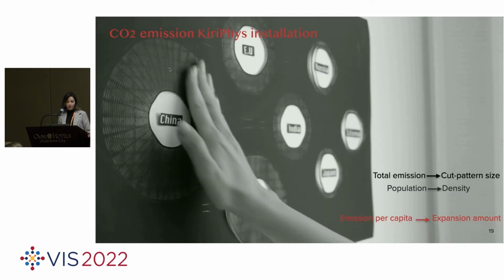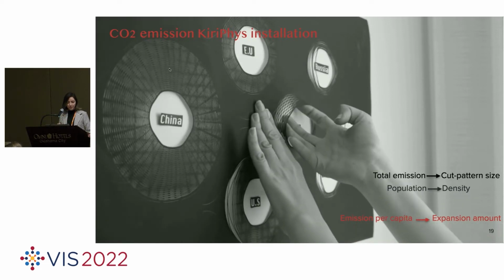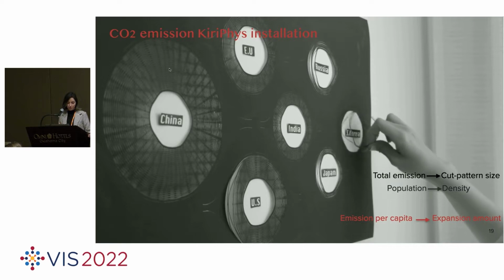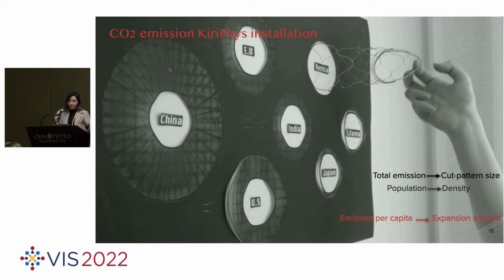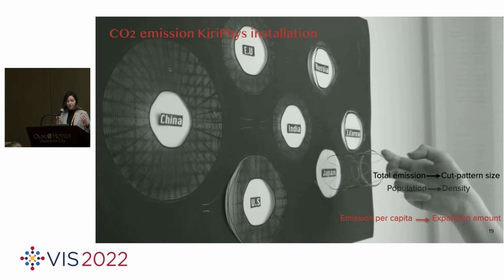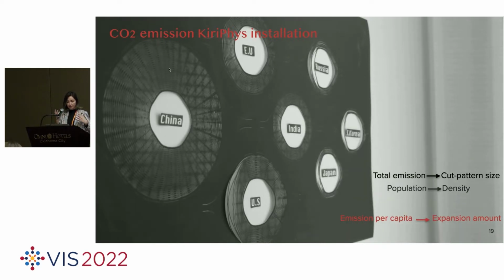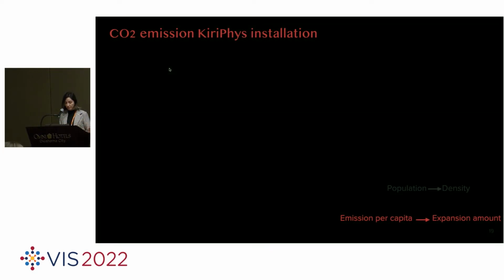And also in India and China, while the population and density are similar, the minimal expansion in India shows the minimal per capita emission there. So the viewer can interact with different cut patterns, and through the elasticity of the pattern and the feeling of the expansion, they can understand the underlying data.